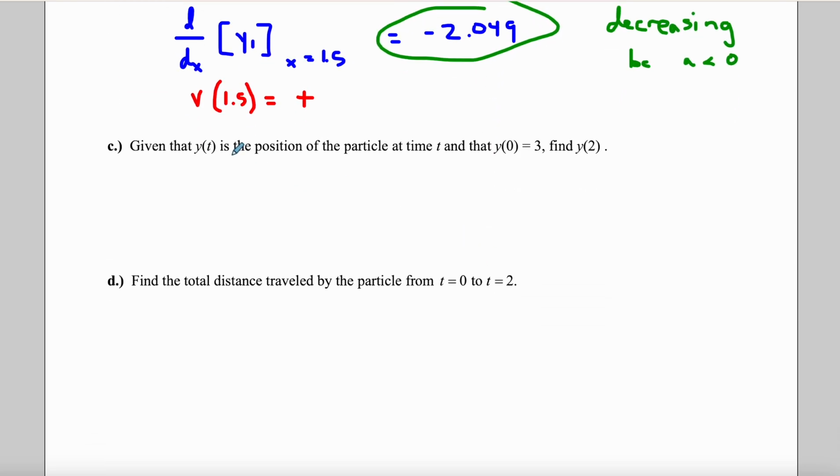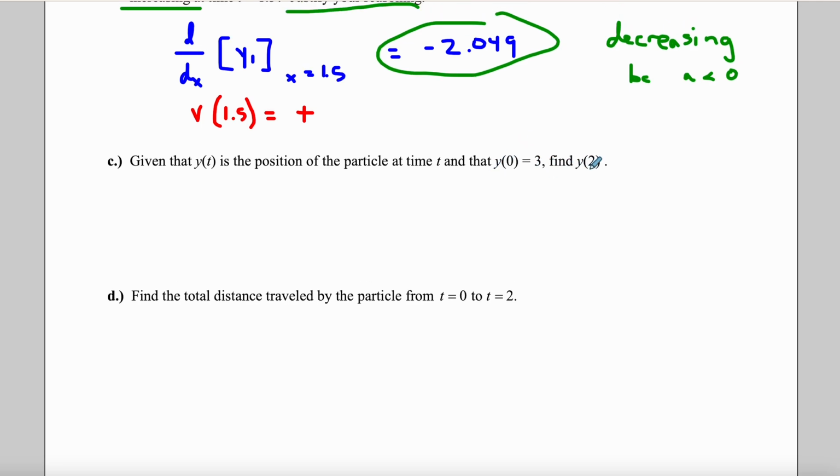Given that the position at the beginning is 3, it wants me to find a new position at 2. So I'm going to go ahead and use, I've already done this once today. Let's take that initial position and add the displacement from 0 seconds to 2. And again, I want to just vars and steal that y1 function dx.